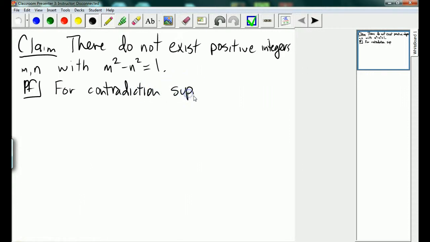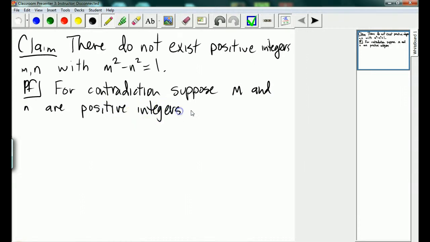suppose m and n are positive integers with m squared minus n squared equals 1. Okay, by the difference of squares formula, this factors down into m plus n times m minus n.